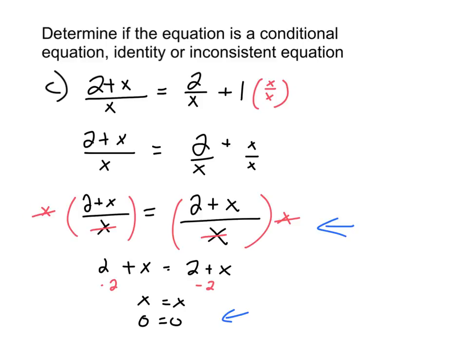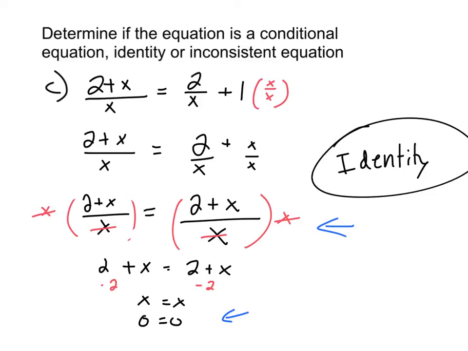Either way, 0 always equals 0. The mathematical expression on the left-hand side of the equation will always equal the expression on the right-hand side, regardless of what x is, for any value of x that's in the domain of the function. So this is an identity. Regardless of the value of x, the right-hand side will always equal the left-hand side. 0 will always equal 0.